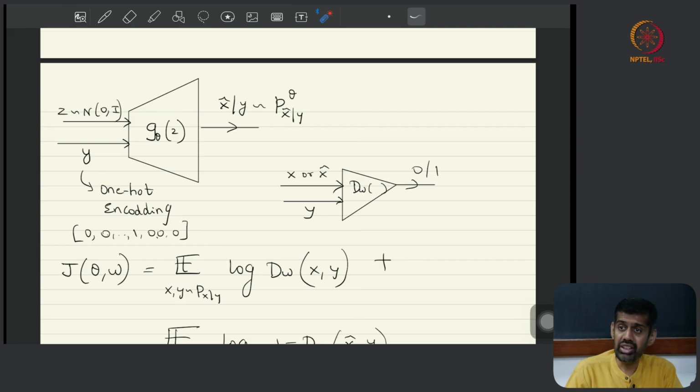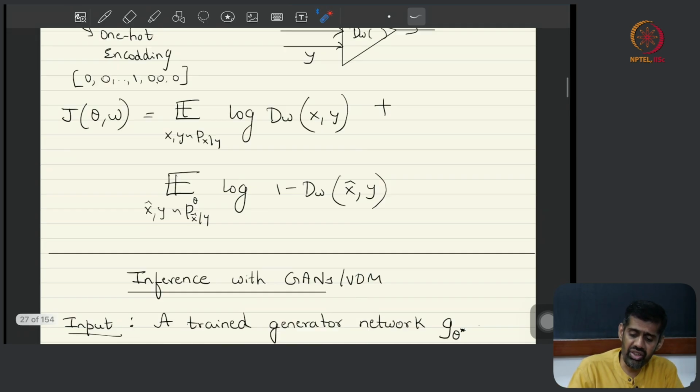This keeps happening again and again. When we see diffusion models, a similar kind of thing happens. Basically the neural network that is trying to optimize the likelihood just has to see the random variable that you are sampling from along with the conditioning random variable. That's it. That is how it is modified. So now what do you do during inference?